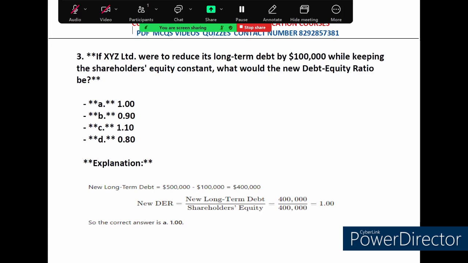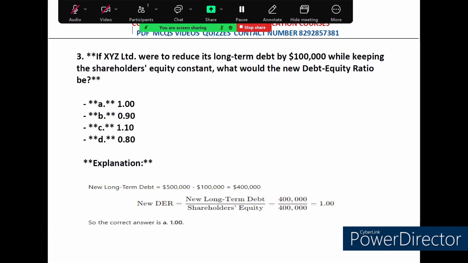The question being asked is: when a company reduces its debt, specifically how does that affect the debt equity ratio? Now suppose the company reduces the debt, so how will DER be affected? So here is the scenario. If XYZ Limited wants to reduce its long term debt by $1,00,000 and keep the shareholder's equity constant, what will the new DER be?